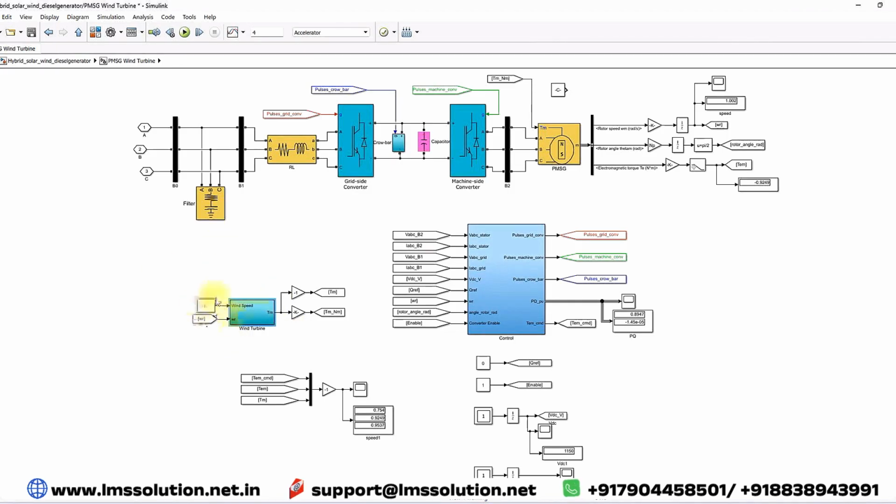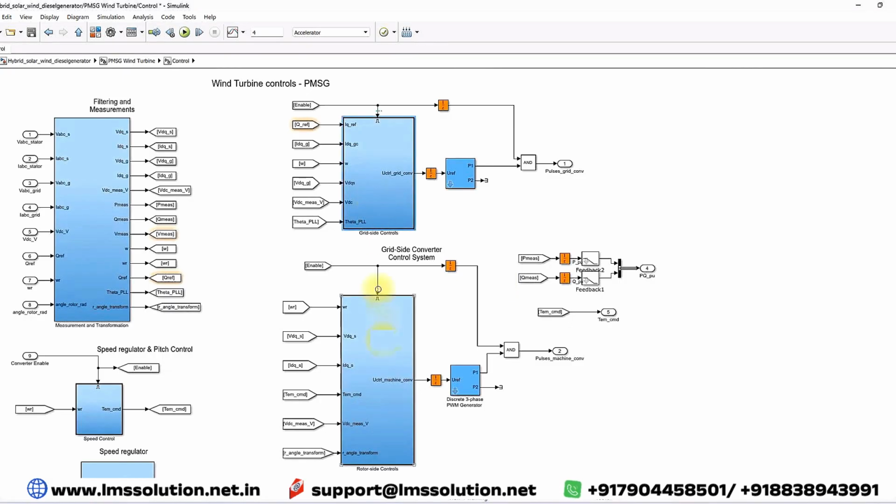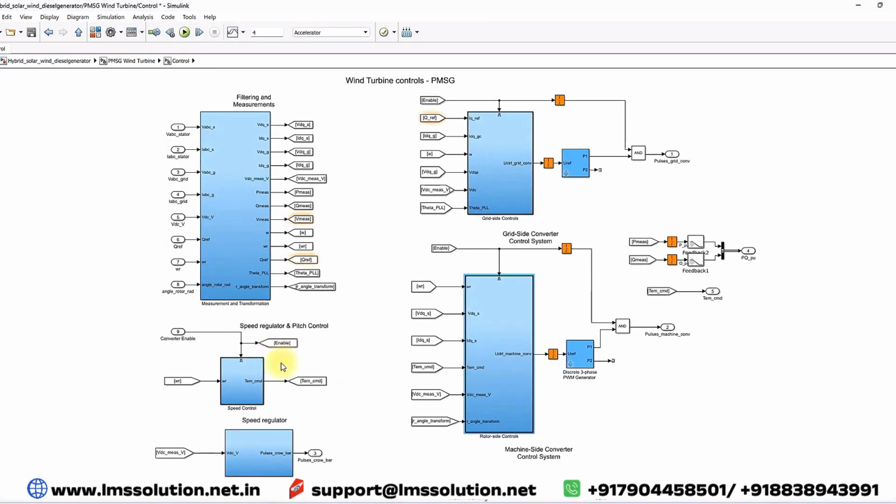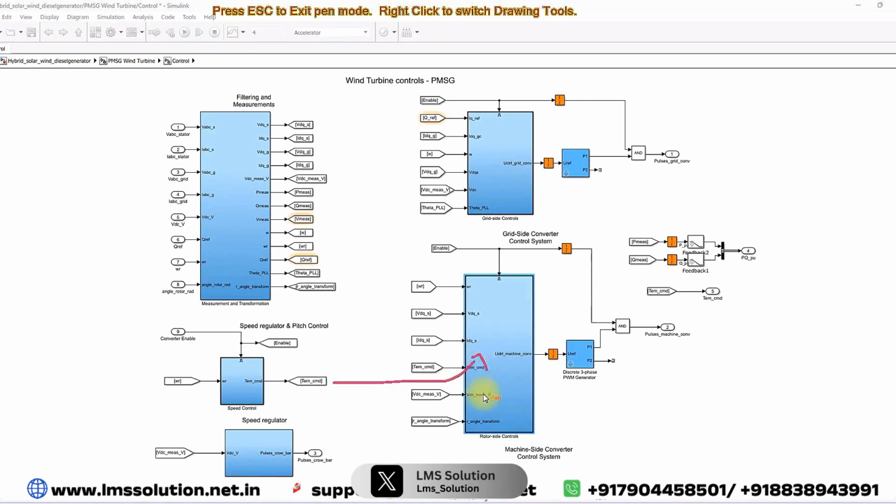The wind turbine model takes the wind speed and the rotor speed of the PMSG, and it will provide the torque command. It has two controls, grid side control and rotor side control. Here we are using a speed regulator and pitch control. Based upon the speed regulator and pitch control, it will generate the torque command. The torque command is given to the rotor side converter, the rotor side control.